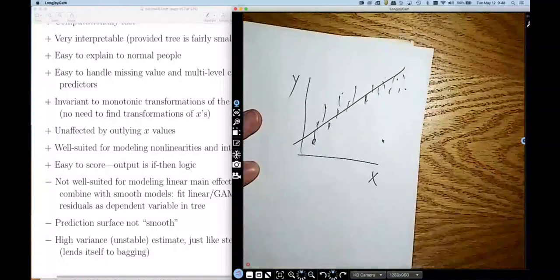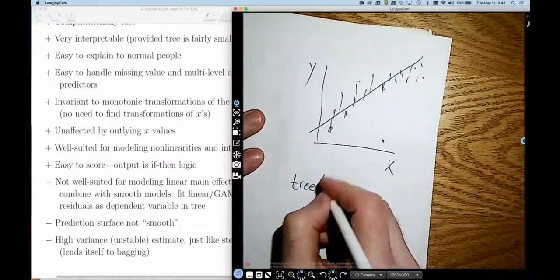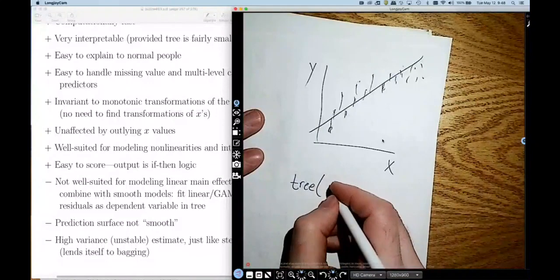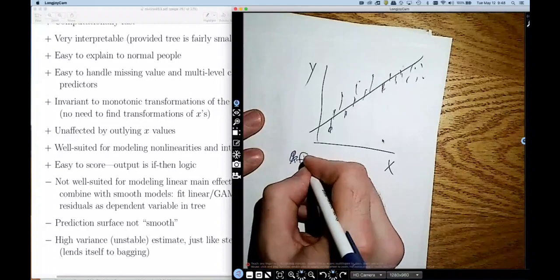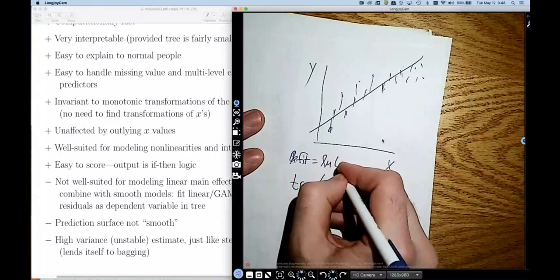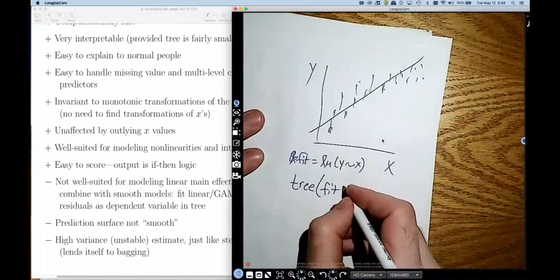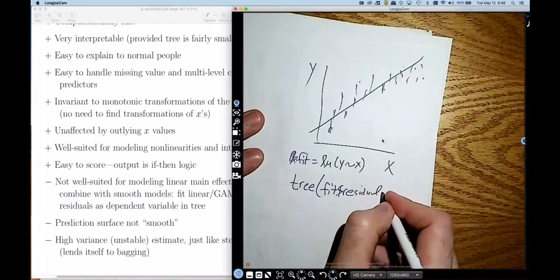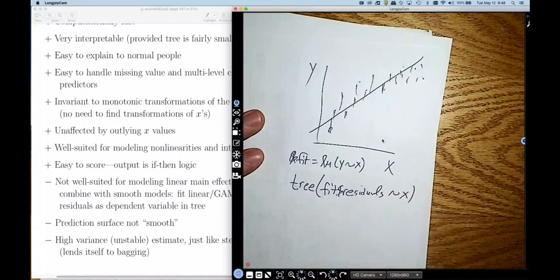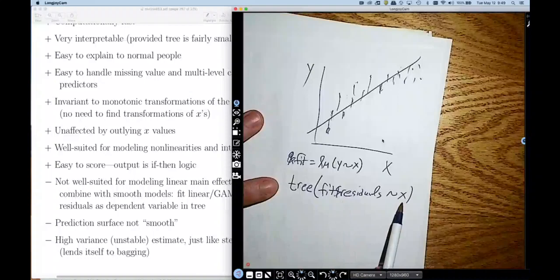So basically I would say in R, tree, fit from my linear model. So fit, let me just write this out, fit equals lm(y ~ x). So fit$residuals ~ x. You've got to give the data frame names too. So I'm taking these residuals and I'm regressing them on x.